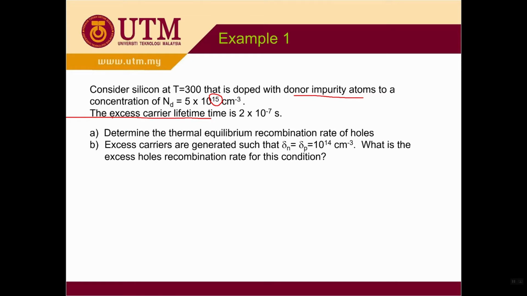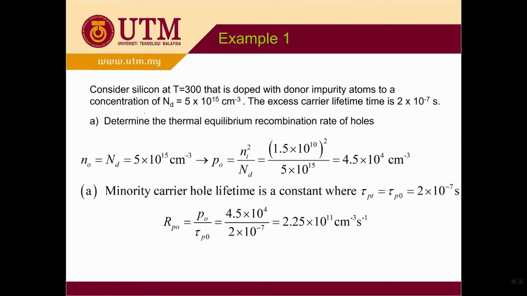So what do we want to find? You want to determine the thermal equilibrium recombination rate of holes. And the second one, we want to get the excess hole recombination rate. So you see, part A is for holes only, but part B is for excess holes. You have to understand the difference between holes and excess holes. Do not get confused, because most students think this is asking the same thing. No, we are asking the recombination rate of holes, and this is asking the recombination rate of excess holes. So let's look at the solution here.